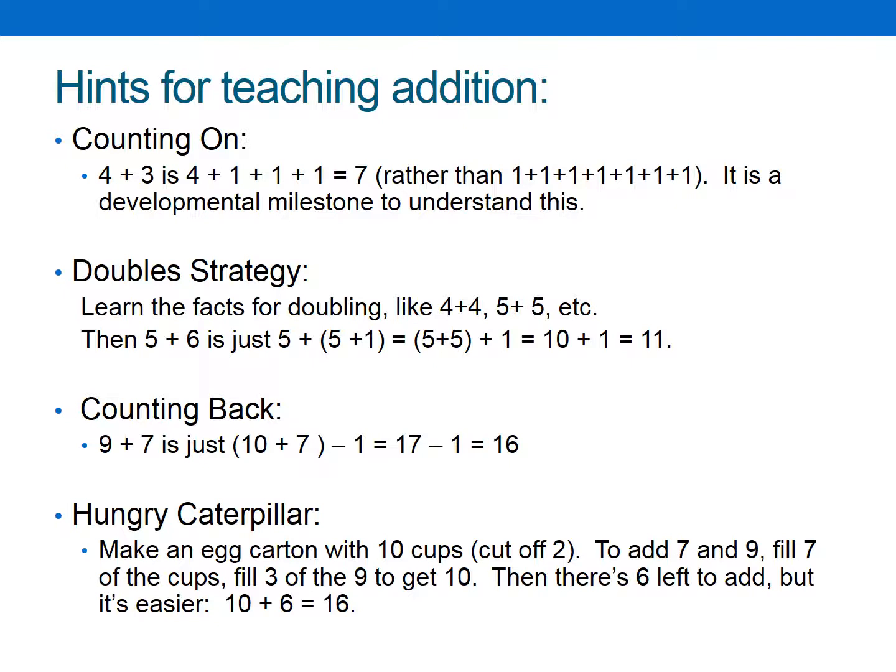And another one that's kind of fun and more physical, take an egg carton that usually has 12 holes. You are going to make 10 cups. And then if I want to add 7 and 9, I'd fill 7 of the 10 cups. I now have 9 more. I'm going to fill 3 more just to get to 10. And now I notice I have 6 left that I haven't put in any cups, so the answer is 10 plus 6. And adding 10 is easy.